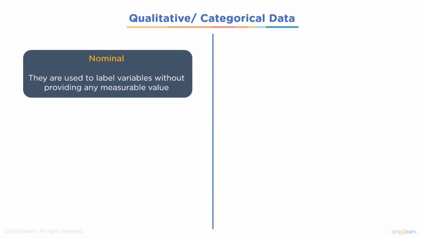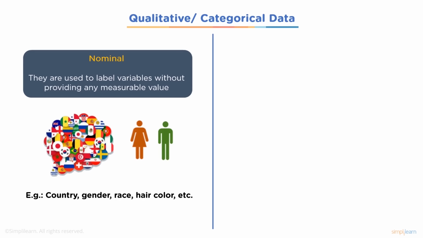Nominal data is used to label our variables without providing any measurable value. Country, gender, race, hair color, etc. It's something that you either mark true or false. This is a label. It's on or off. Either they have a red hat on or they do not. So a lot of times when you're thinking nominal data labels, think of it as a true-false kind of setup.